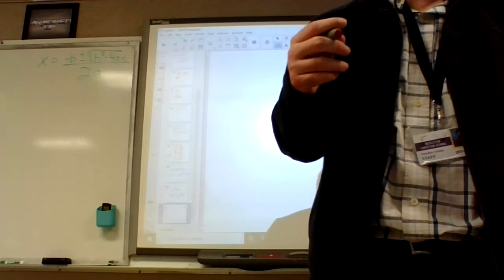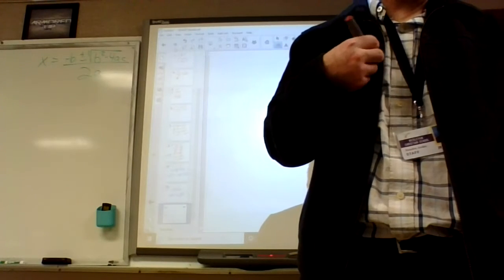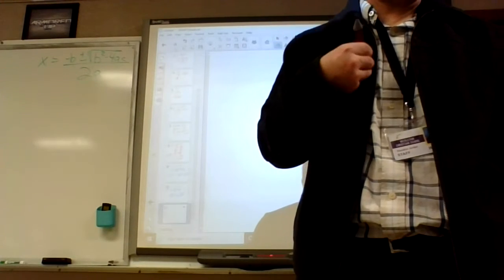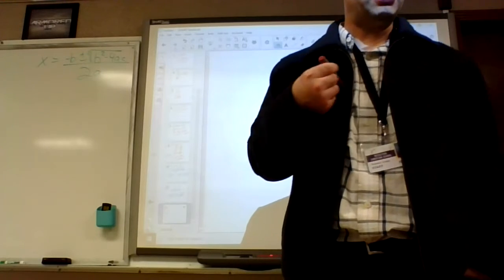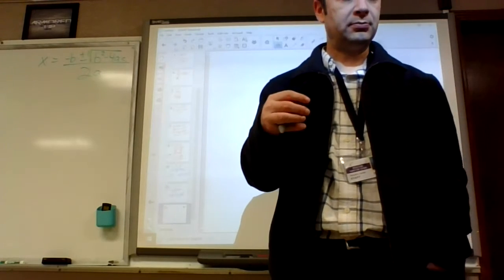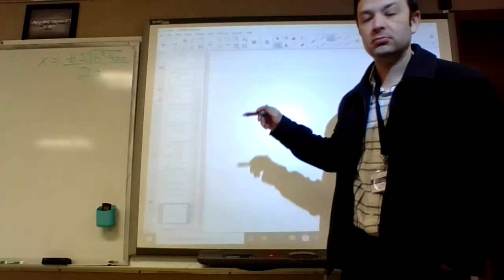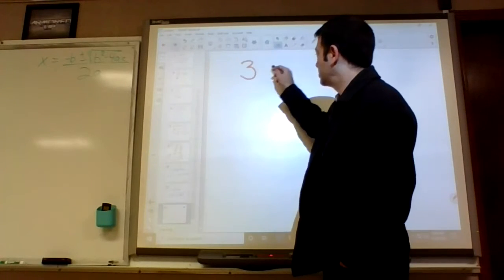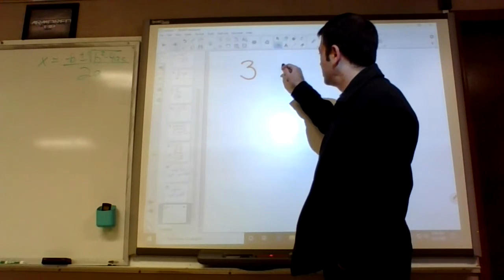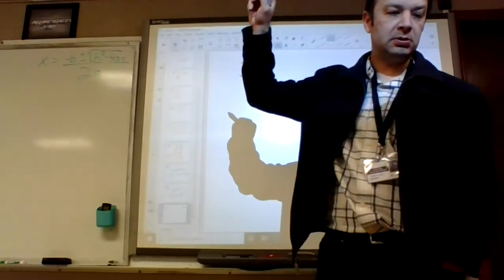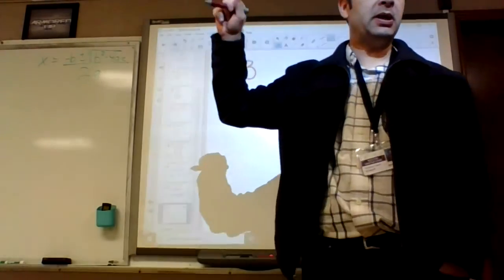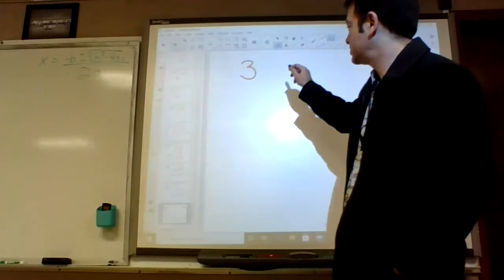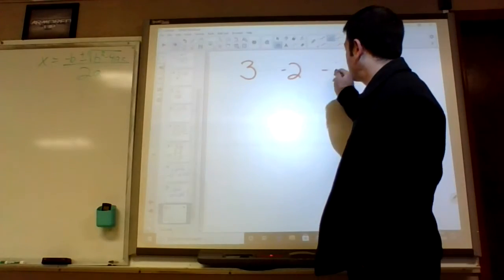So you're gonna do... What's my A, B, and C on 27? A is 3. B is negative 2. And C is negative 1. Alright, go ahead.